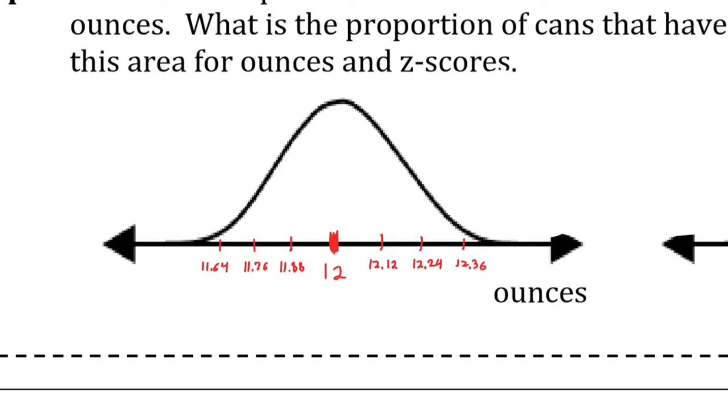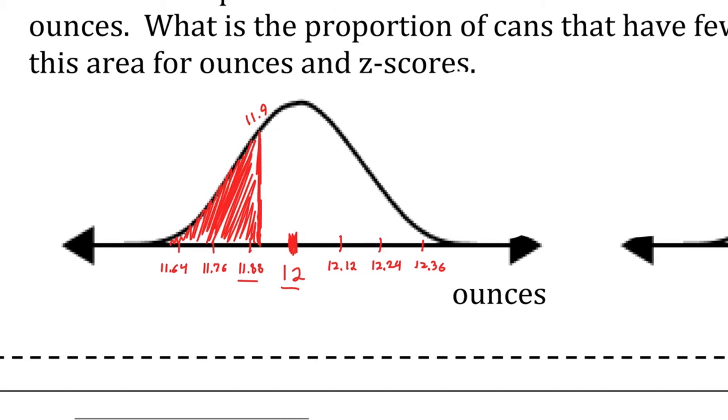We are trying to find what proportion of cans have fewer than 11.9 ounces. So we need to label 11.9 between 12 and 11.88, a little bit closer to 11.88 though numerically. So I'd probably draw 11.9 around here. That'd be my value for 11.9. And since we're trying to find the proportion of cans that have fewer than that, I would shade the area below 11.9.